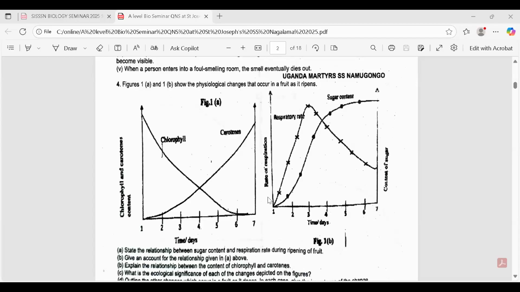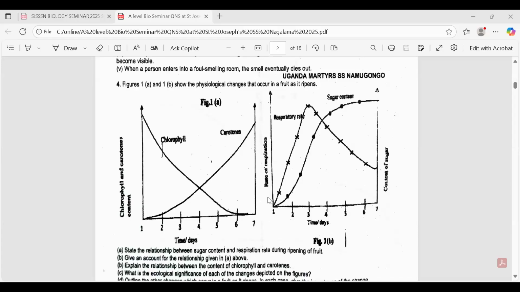Then here they put B twice. Explain the relationship between the content of chlorophyll and the carotenes. Now, chlorophyll is broken down as the fruit is ripening, and the breakdown is done by enzymes. Okay, because of increased respiration. You know that when the respiratory rate increases, often it shall overcome the photosynthesis.